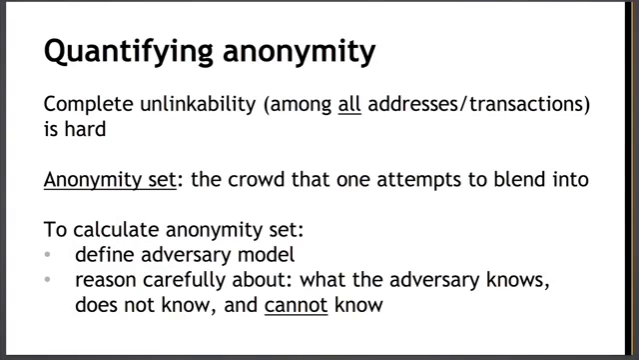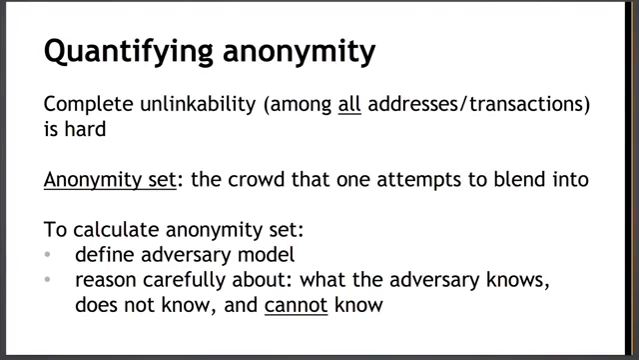We usually don't try to achieve complete unlinkability, which is unlinkability among all possible transactions or addresses in the system. But instead, we go for something more measured. We try to maximize the size of our anonymity set. The anonymity set is the size of the crowd of other addresses or transactions that we're trying to hide in. So if I can be reasonably sure that with respect to some adversary, there are these 1,000 other transactions that look just like mine, and the adversary can't tell which one was mine, then we might consider that to be a pretty good level of anonymity.